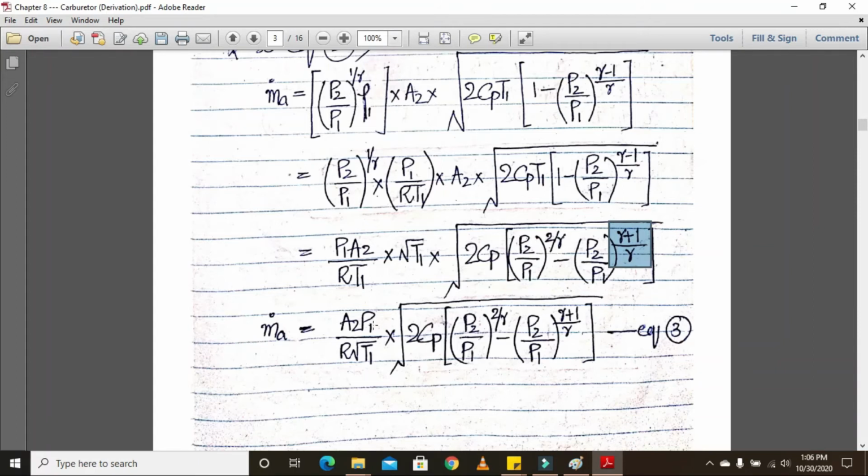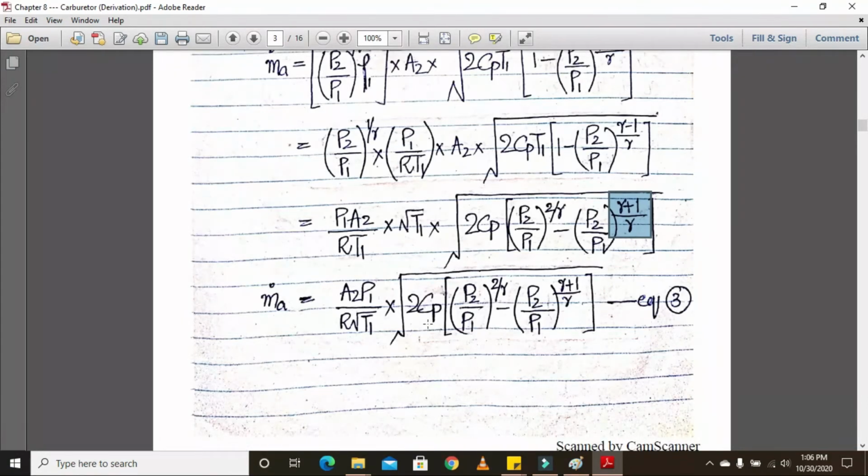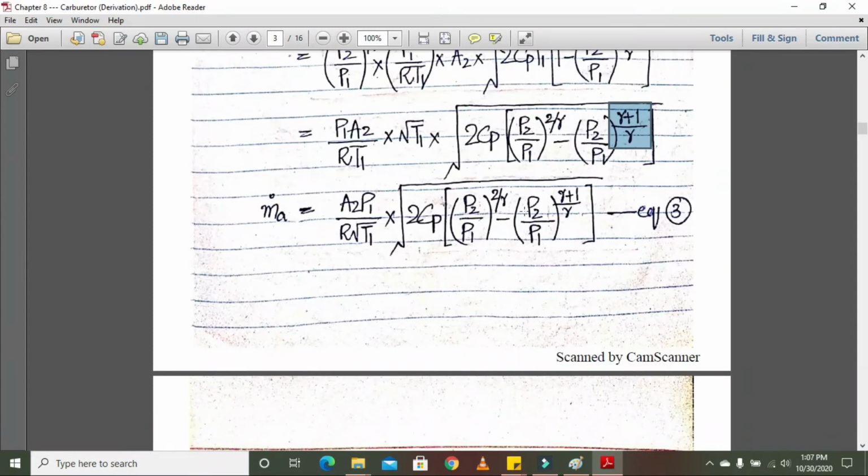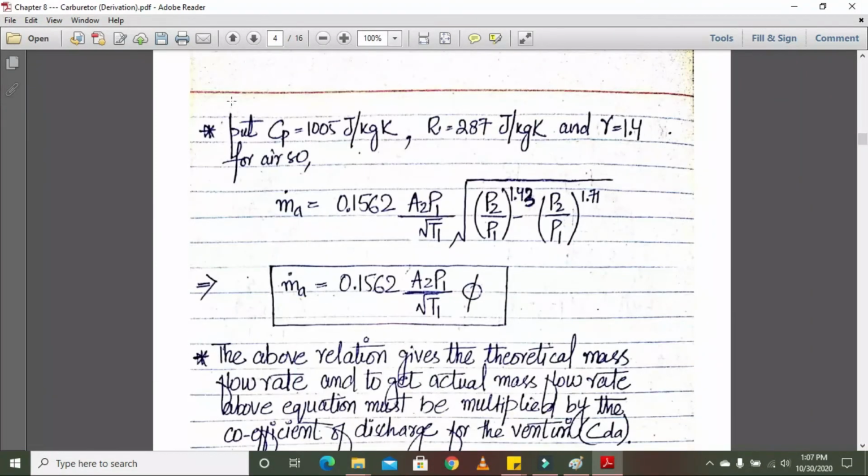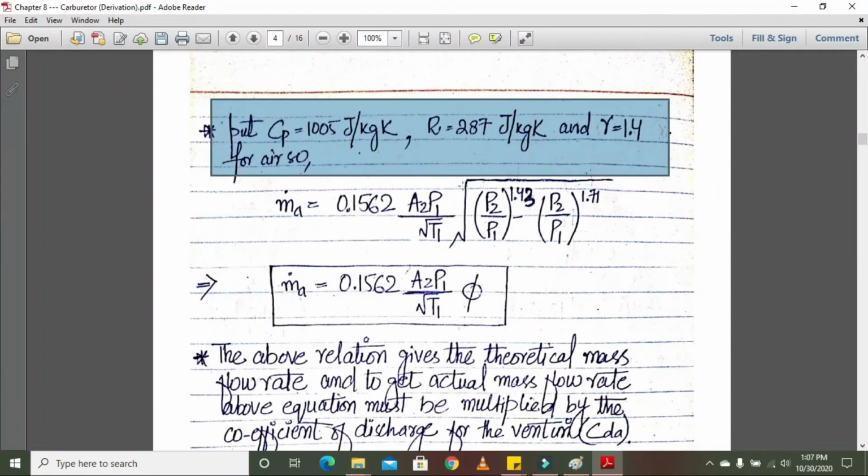Okay, so now as I mentioned earlier, we will determine two relations, one for the mass flow rate of the air and the other for the mass flow rate of the fuel. But before we go to the calculation of the mass flow rate of air, here we have some constants like Cp, R and gamma, and when we replace the values of these constants we will get this relation.